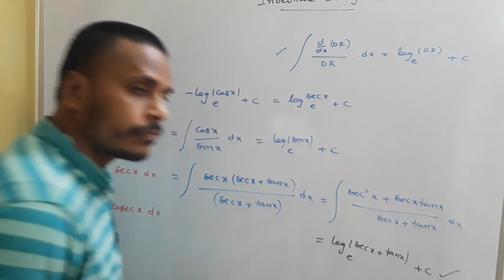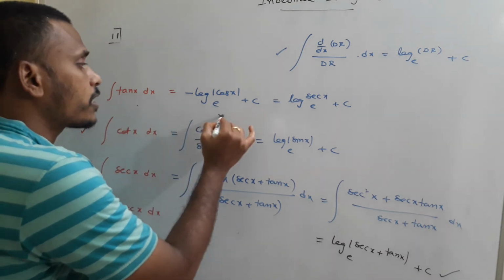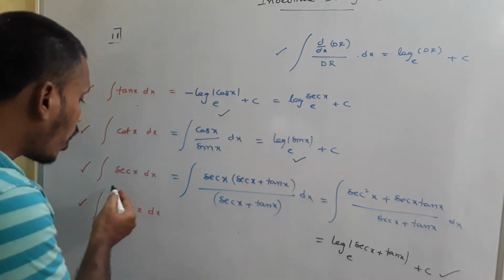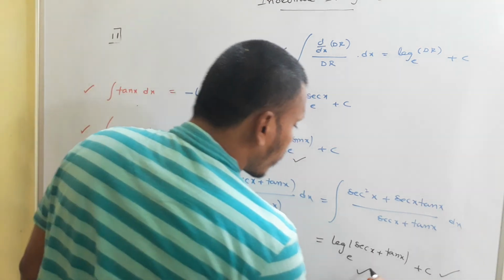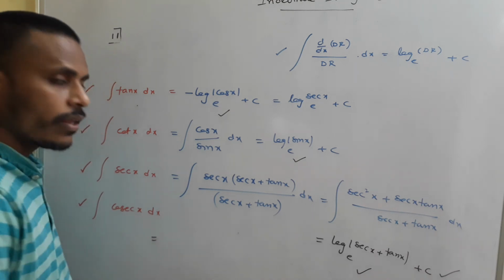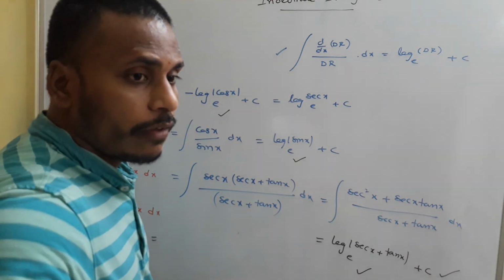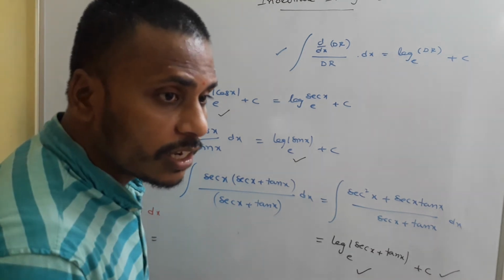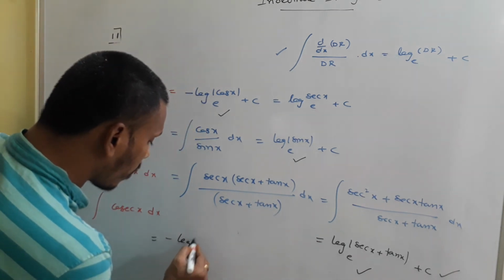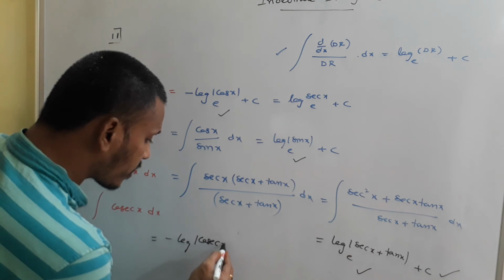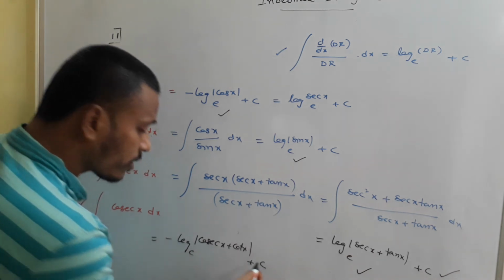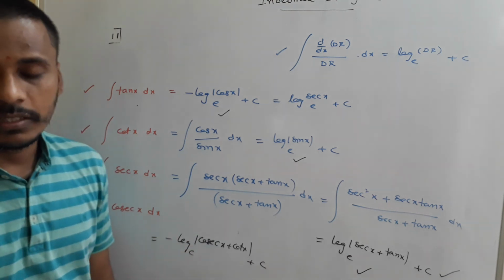That is the answer. So the integral of tan x is minus log cos x. The integral of cot x is log sin x. The integral of secant x is log of secant x plus tan x plus c. In the same way, it is now easy to answer the integral of cosecant x dx. If you proceed in the same way, you will get minus logarithm of cosecant x plus cot x to the base e plus c as our answer. Okay, just have a look.